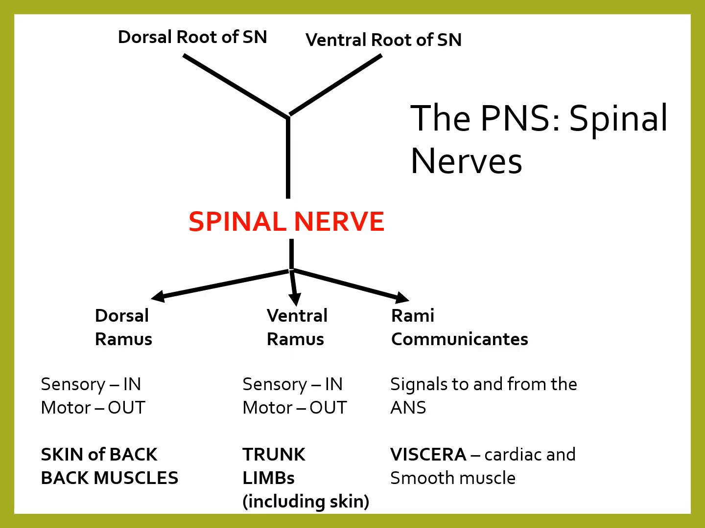What you may not be as familiar with is the rami communicantes. This is a rather complex series of branches that is going to be responsible for sending information to and from the autonomic nervous system. So the rami communicantes deals with our viscera. It deals with motor commands going to cardiac and smooth muscle. It deals with motor commands going to glands, and it brings in sensory information from those structures as well.